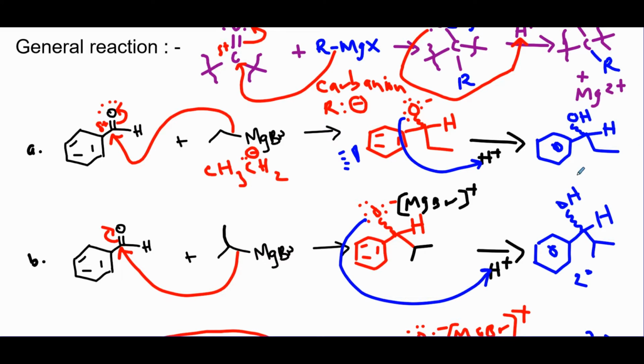Why is this a secondary alcohol? It's because you have two alkyl groups, this guy, the ring, and the ethyl group, bonded to a carbon that carries the OH. So you have a carbon here and you have a carbon there, so there are two bonded to that carbon. Same thing, carbon here, two carbons bonded to that carbon bearing the OH. So it's a secondary alcohol for both. All right.